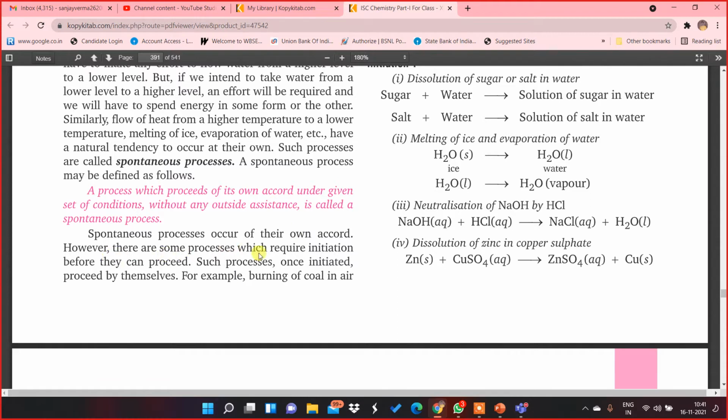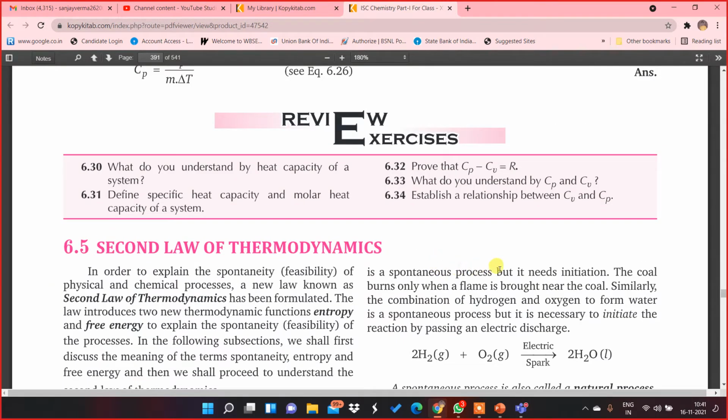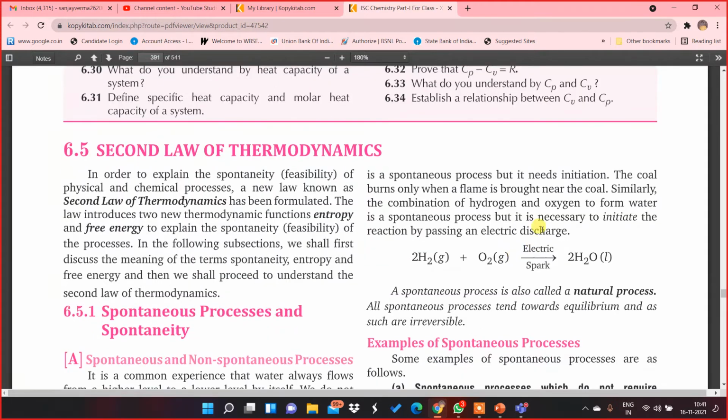However, there are some processes which require initiation. They just have to be started, and then they start moving forward in the forward direction. Such processes, once initiated, proceed by themselves. For example, burning of coal in air is a spontaneous process, but it needs initiation. The coal burns only when a flame is brought near the coal.